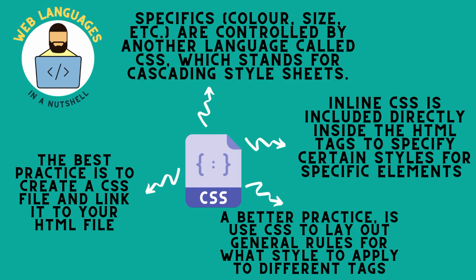The second way, which is considered to be a better practice, is to include a section in your HTML document where you lay out general rules for what style to apply to different tags. For example, you can decide that all paragraphs on your website will be blue and use a certain font, or you can decide that all pictures will have rounded corners. The third way, which is even better, is to create a separate file where you will be laying out those rules and then link it to your HTML document.